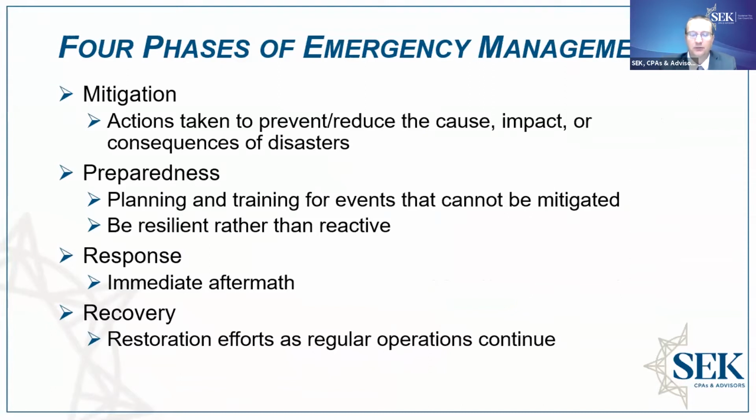A couple of examples of these are insurance policies that may be purchased, as well as making backups of any technology that can be done throughout the year. The next piece just moves into more of the preparedness side of things, and that's where the actual planning and training occurs for anything that cannot be mitigated against. So again, if you cannot take any action to ultimately mitigate those, then that's going to move down into the preparedness side of things.